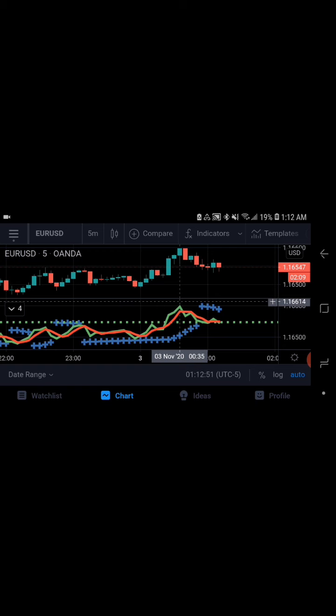Got a cross happening here. Got a trade happening here. Boom, sell, and it came down to here. That's a nice little trade, right?